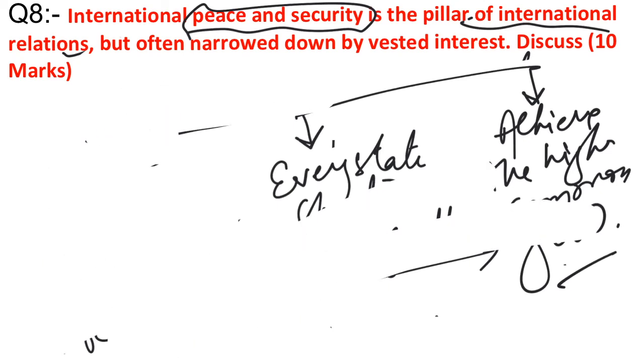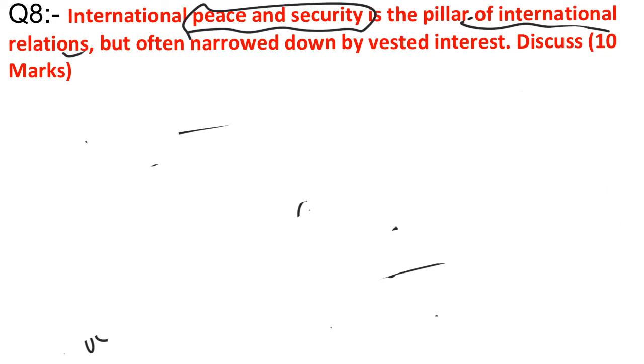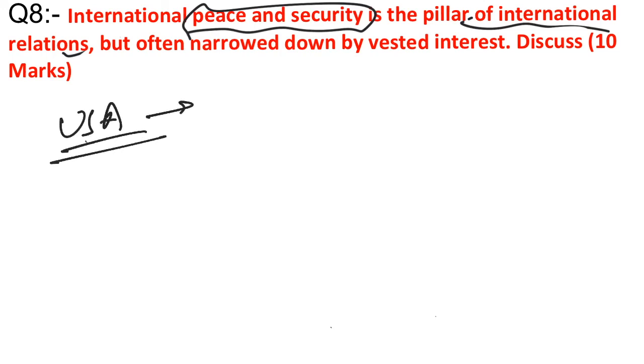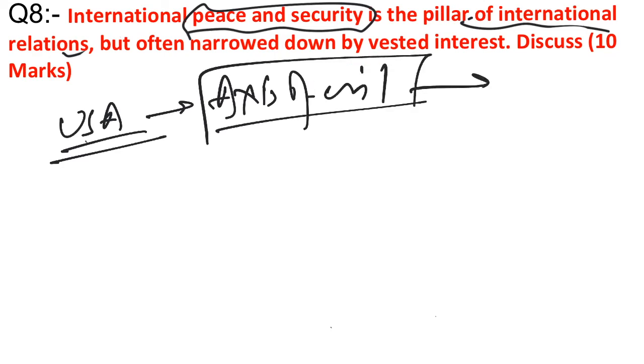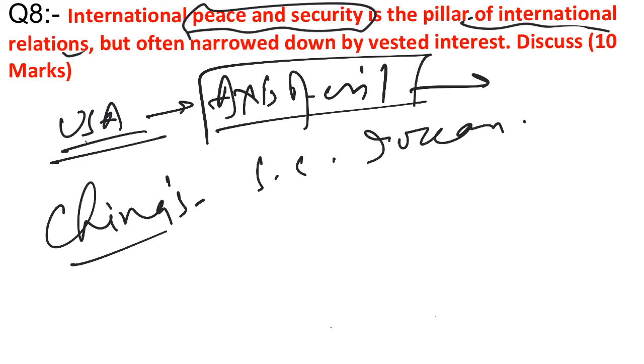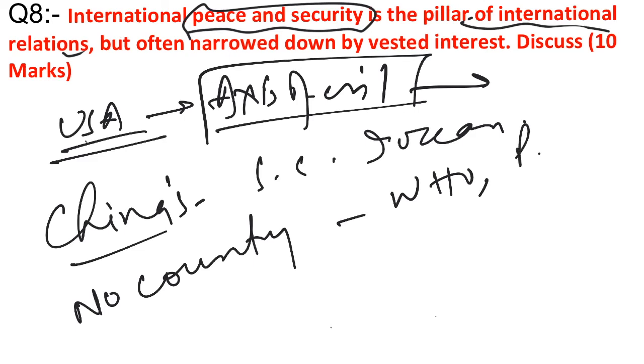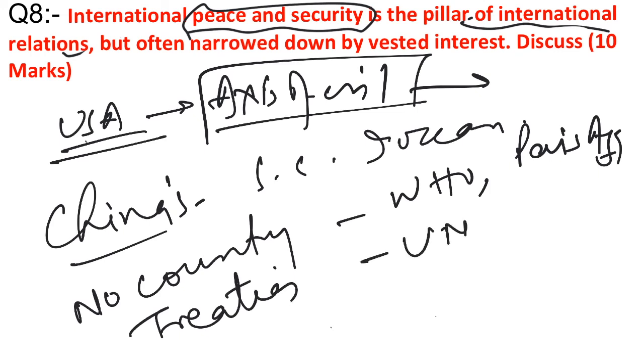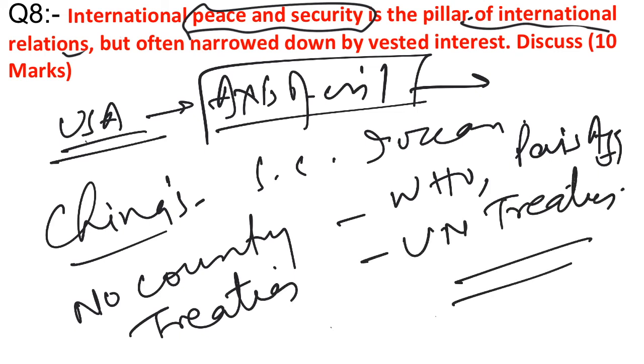These are the things you can write after mentioning the pillars of international peace and security. And then vested interest. Obviously, there are a lot of examples of vested interest. You can talk about the USA considering the axis of evil: Afghanistan, Iran, Iraq was the axis of evil for George Bush. Then you can talk about China's growing dominance in the South China Sea and Indian Ocean. Then countries not following international organizations and agreements like WHO and the Paris Agreement. Then the violation of treaties: the UN Charter and UN treaties have been violated by Western countries. These are the things you can write in the answer.